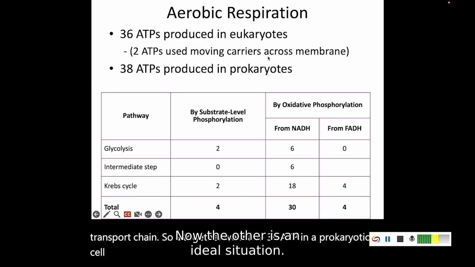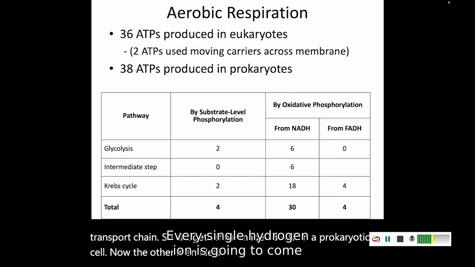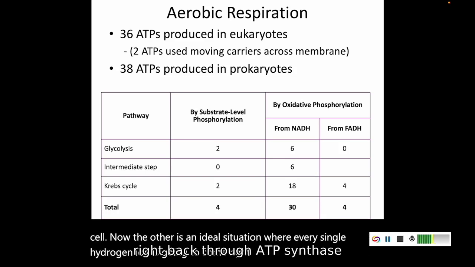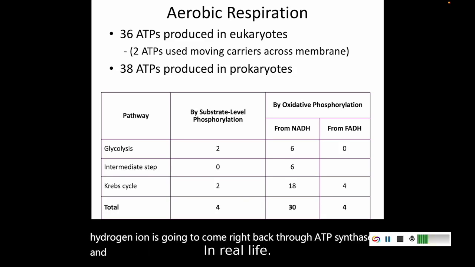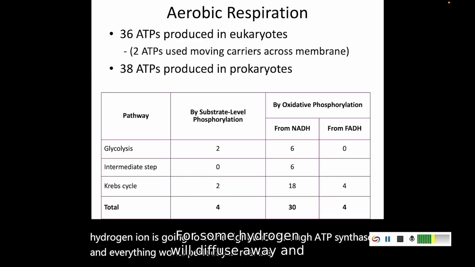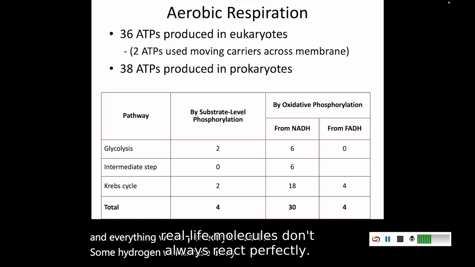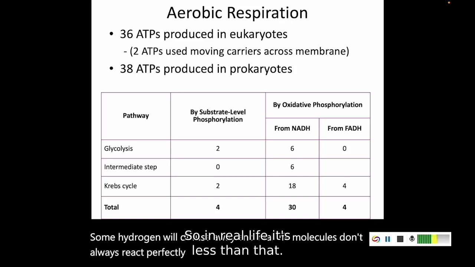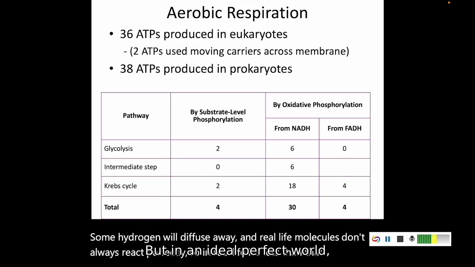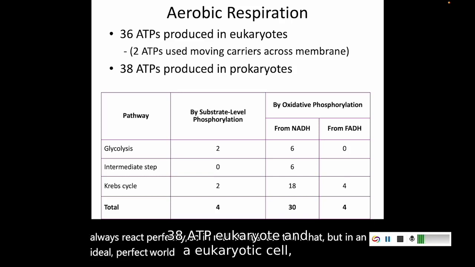Now, that is an ideal situation where every single hydrogen ion is going to come right back through ATP synthase and everything works perfectly. In real life, some hydrogen will diffuse away. In real life, molecules don't always react perfectly. So in real life, it's less than that. But in an ideal, perfect world, 38 ATP.